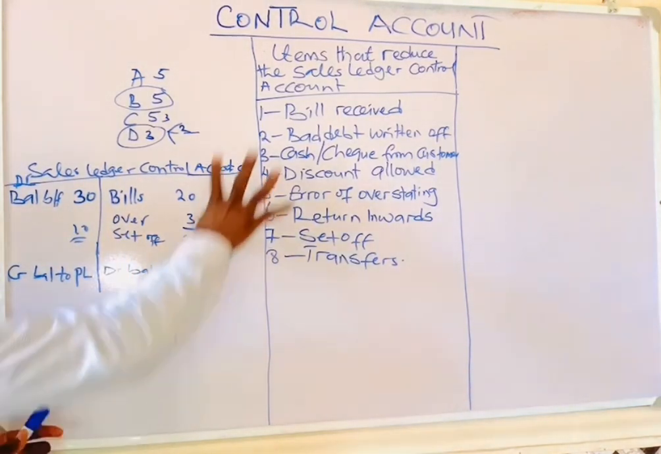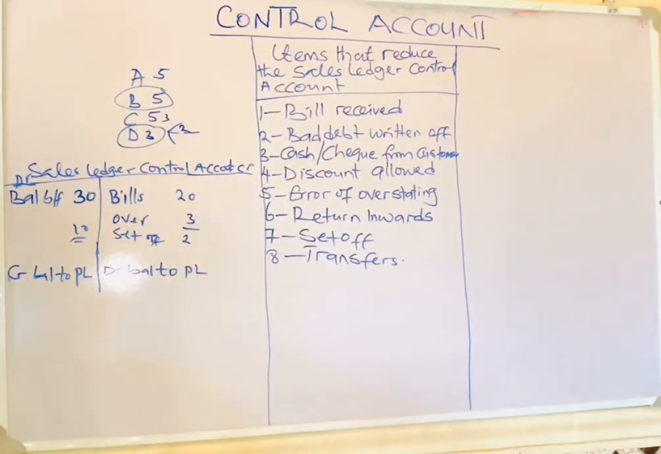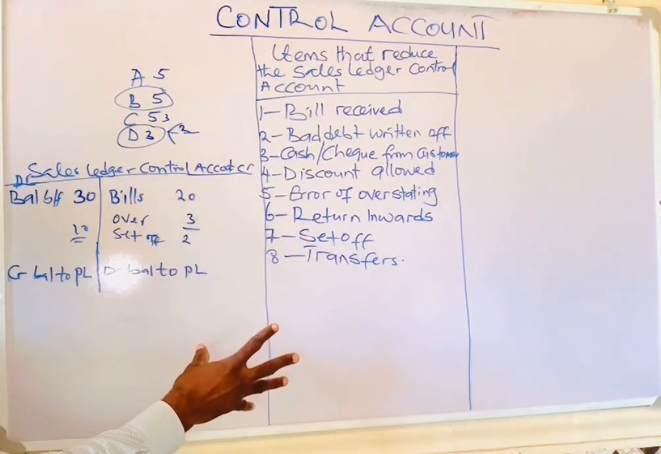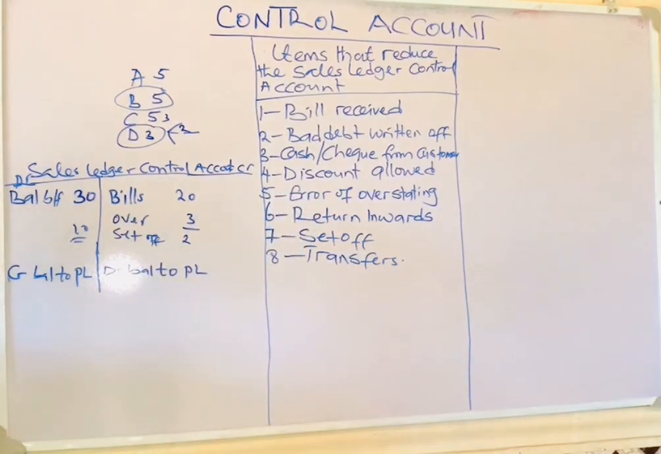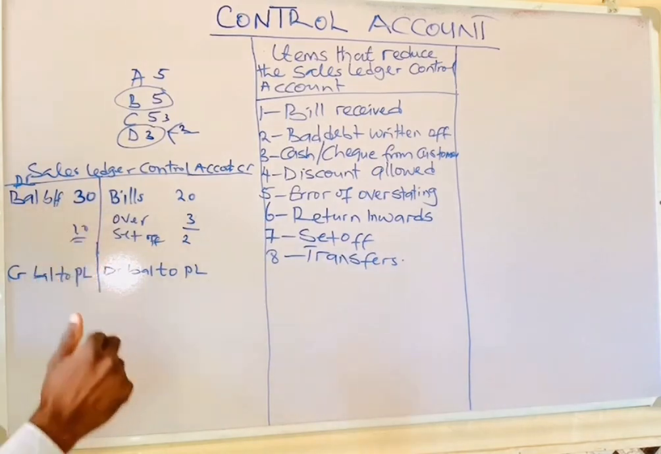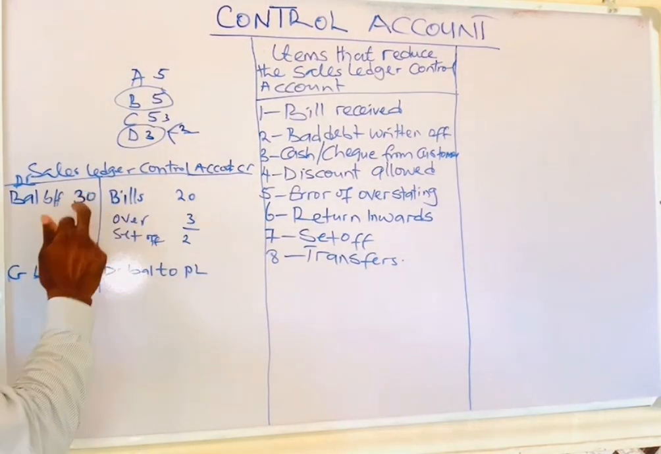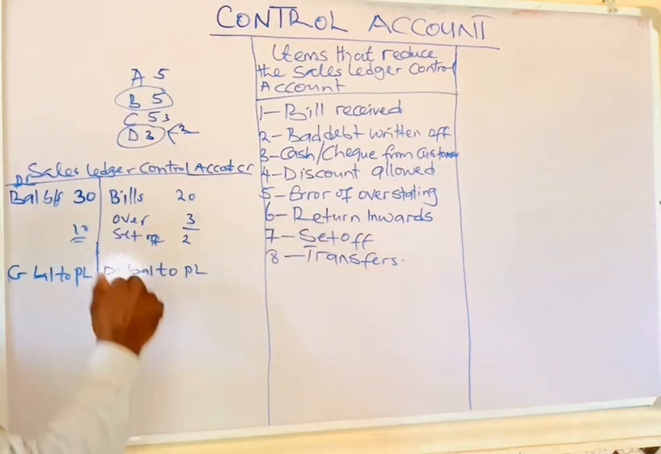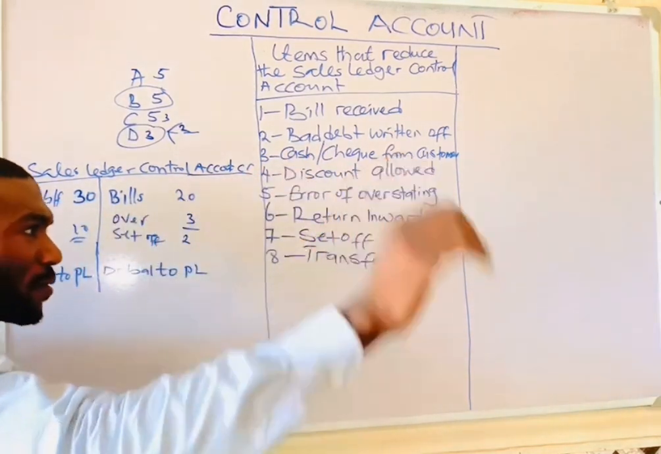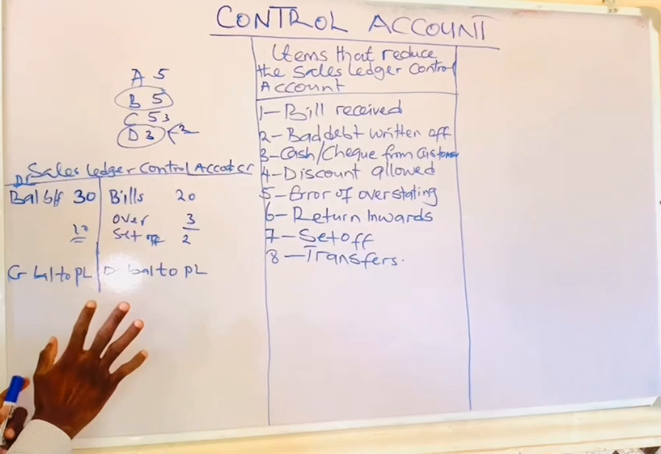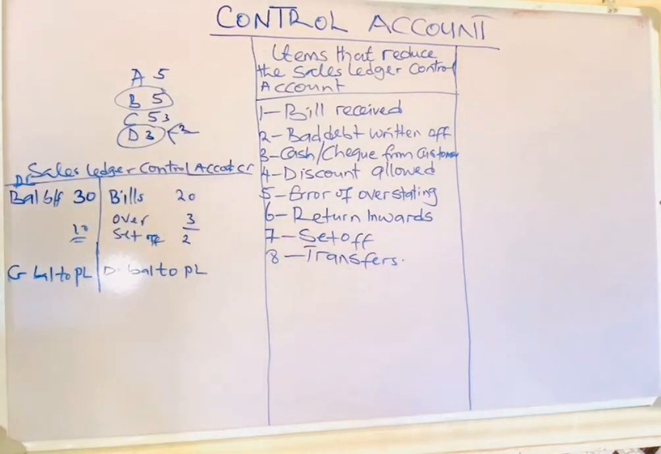You are done. This is a comprehensive item. So there is nothing like cramming. All those things that come in, all those things that you receive, they return to you. It will reduce what the customer is supposed to pay you. Just as I've explained, it will reduce the balance. Error of overstating, it will reduce the balance. Cash you receive from the customer will as well reduce the balance. So they will be at the credit side of the sales ledger control account. Simple as that. So let's look at those items that will be added.